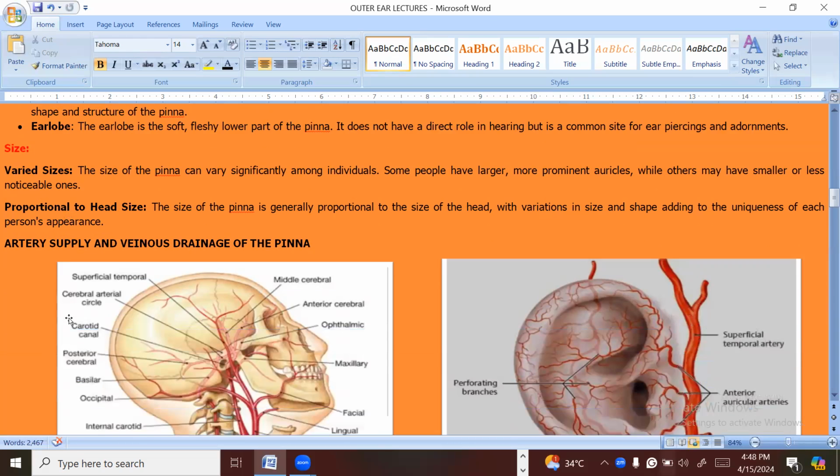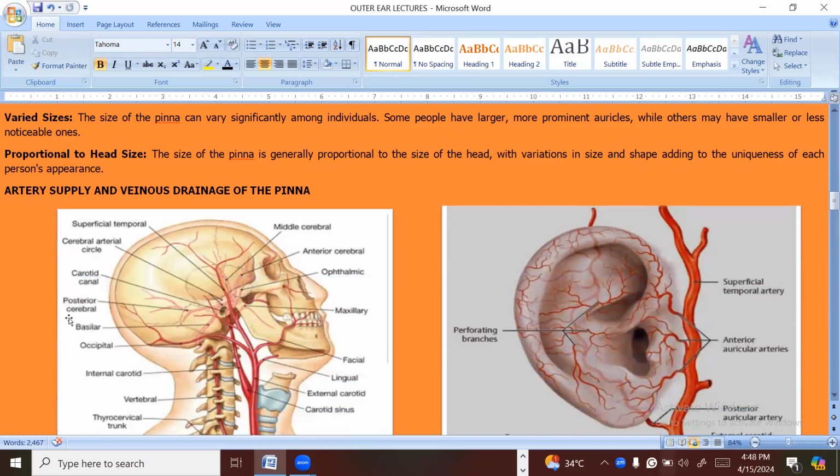Now let's look at the arterial supply and venous drainage of the pinna. The pinna is a living structure, so therefore it has blood supply and also blood drainage, lymph drainage, and innervation. That is why if you pierce it, it gives you pain. Without the blood supply, it will die, out of ischemia or necrosis.